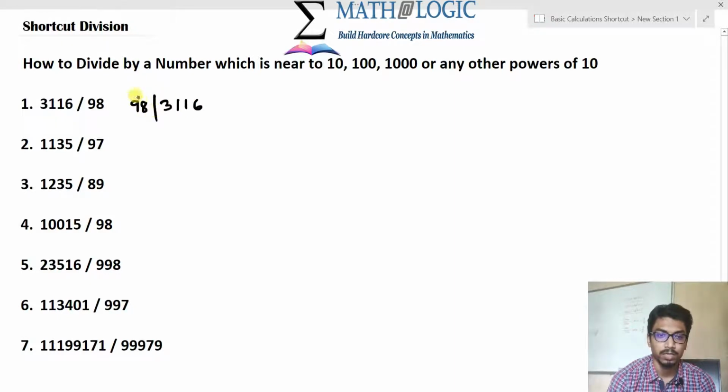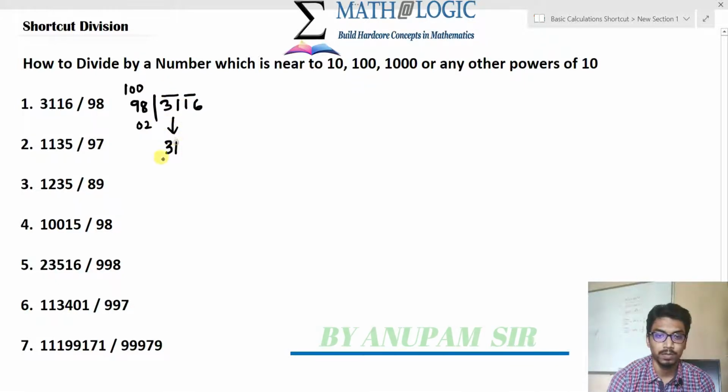Now we know that 98 is near to 100 and it is less than 100 by 2, and as 100 has 2 zeros, so we will make a pair of 2 digits at a time. Drop the first pair as it is 31.